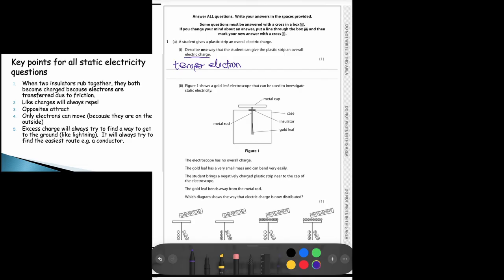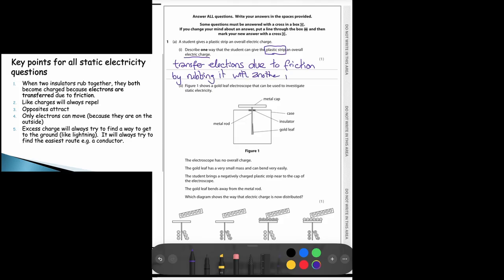I'm making sure I'm using the keyword electrons. I'm making sure I'm using the keyword friction. And then I can make sure that I'm just saying insulators as well. So I know that the plastic strip is an insulator. So that's what also gives me the indication. But why risk it? I'm just going to say by rubbing it with another insulator.